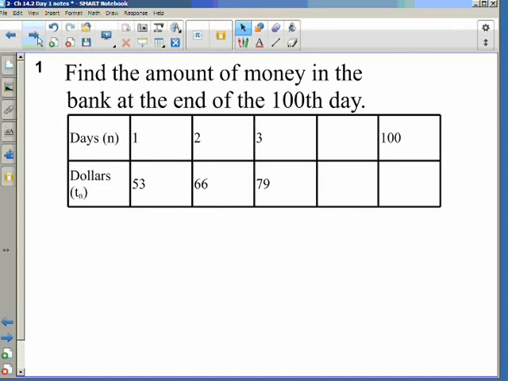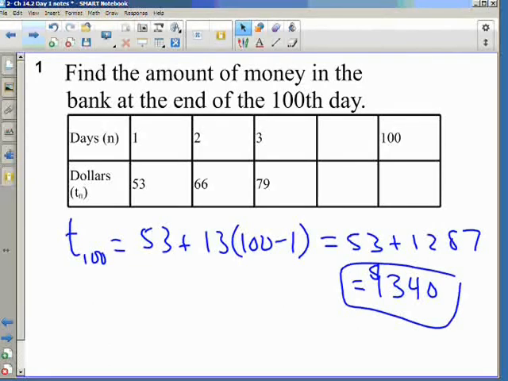Find the amount of money in the bank at the end of the 100th day. Now clearly this one we definitely want to use an equation rather than try to just list out values. T sub 100 will equal $53, our starting value, plus 99 changes, or 100 minus 1. So 13 times 100 minus 1, total of $1,340.